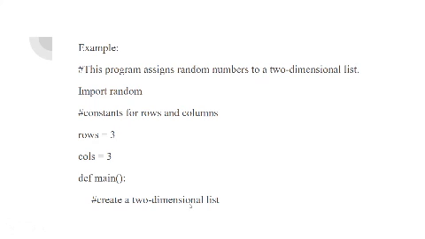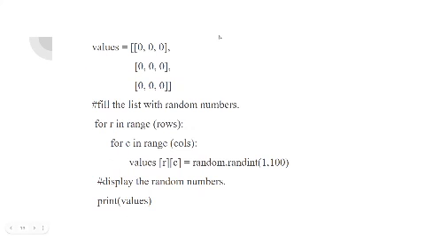First, we are going to create a two-dimensional list. This is how a two-dimensional list looks like. Here the values variable is equal to this; this is how we represent a two-dimensional list. Fill the list with random numbers. For r in range(rows), what was the value of rows here? 3. For c in range(columns), which is 3. So we can say this has a 3x3 matrix.